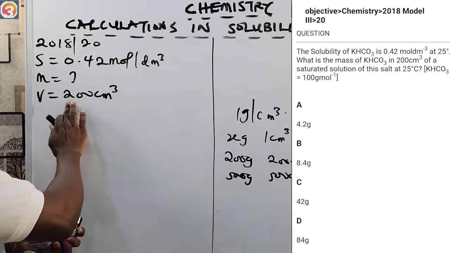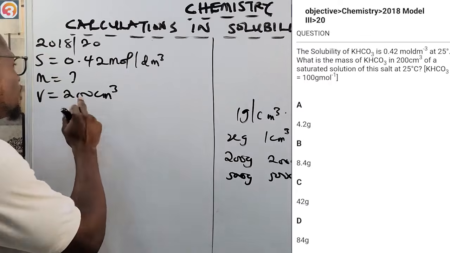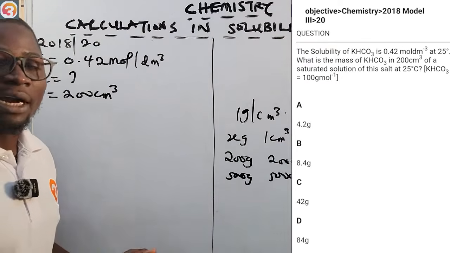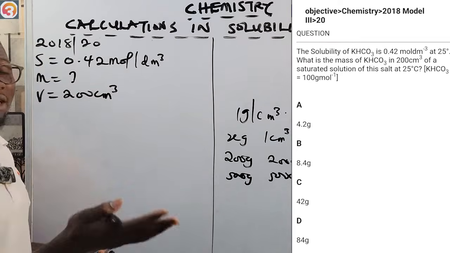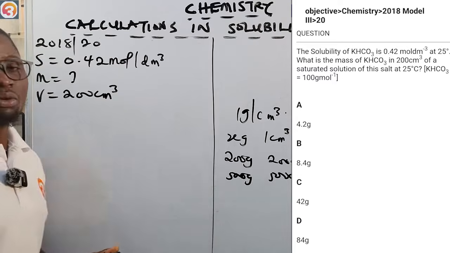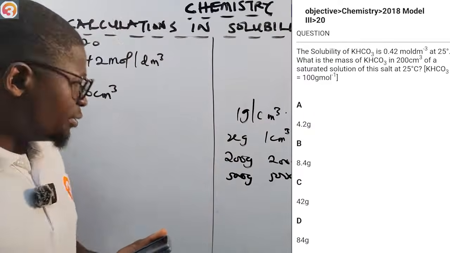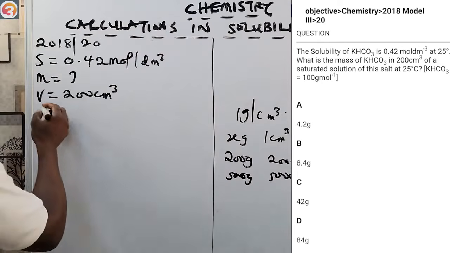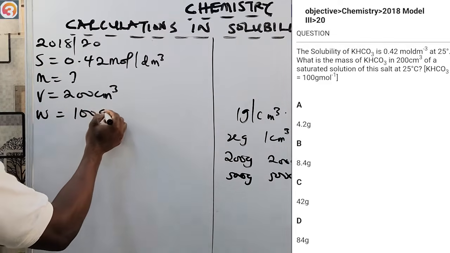In this question, we're given the volume straight to be 200 cm cube. In other questions, we may be given 200 gram as the mass of solvent, and we already know that the volume is 200. That's just to refresh your memory. We're also given the molar mass of KHCO3, which is W, to be 100 gram per mole.